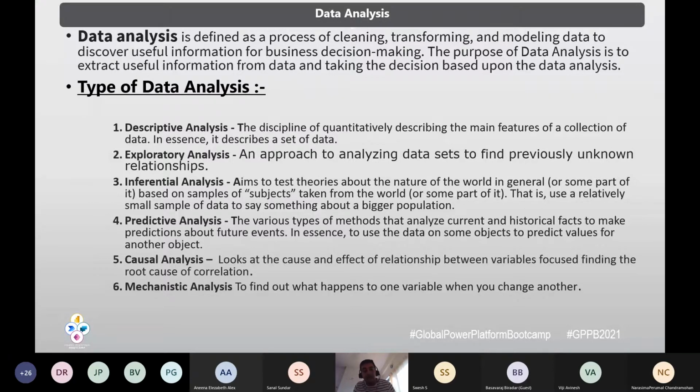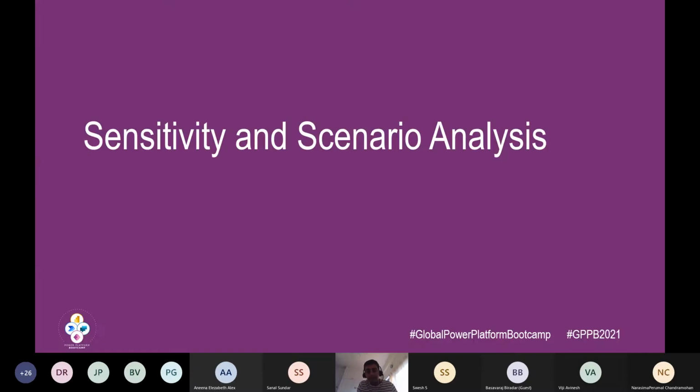Next is mechanistic analysis. That is where we're going to start from, to find out what happens to one variable when you change another one. So what is the output, what would be the change when you change one thing, what will happen to another variable of the whole scenario? That's where we're going to start, to deep dive into what scenario and sensitivity analysis is, and how it is related to these analyses.